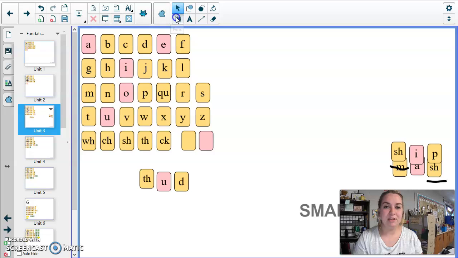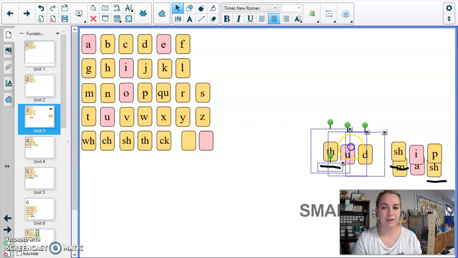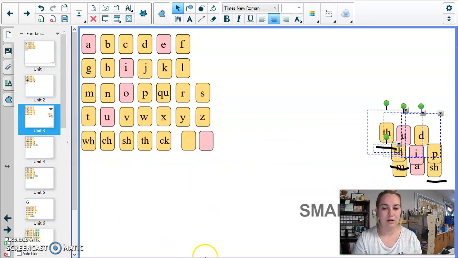And our last step is to mark this word up. So I'm going to find my digraph. That's the TH right here. And I'm going to underline that digraph. Good job. Say that word one more time. Thud. I'm going to move these over. And we are all done. Good job.